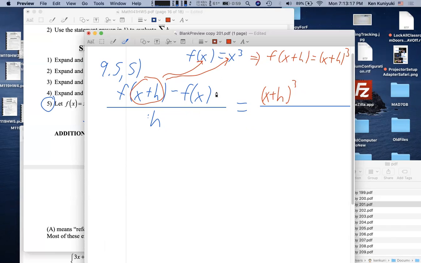Okay, so that's the big part of it. If f of x is x cubed, f of x plus h is the cube of x plus h. Any questions about that? It's a substitution. x plus h goes here, x plus h goes here. Okay, I got that. You got that? I'll do the rest in blue.